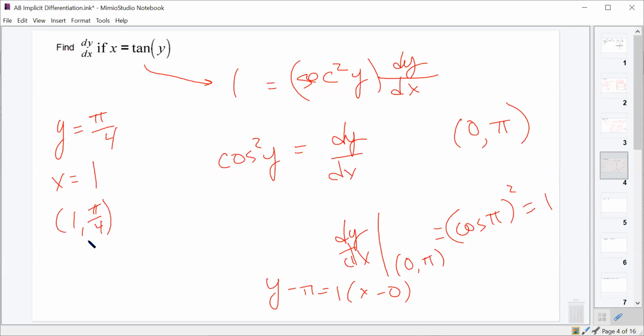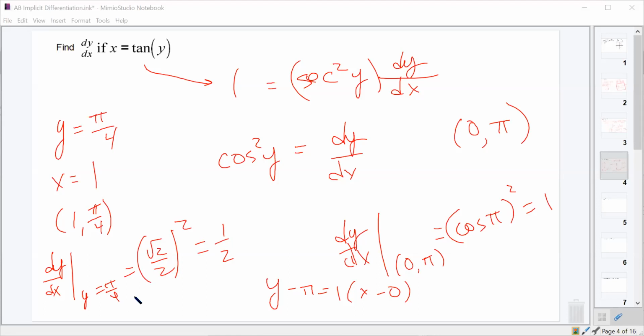And if we were to plug in pi over 4 as our y value into here, then cosine of pi over 4 is root 2 over 2. Right, we'll say dy/dx at y equals pi over 4 gives us root 2 over 2 squared, or 2/4, or a half. So what would that equation be? That one would be y minus pi over 4 equals 1/2 times x minus 1.